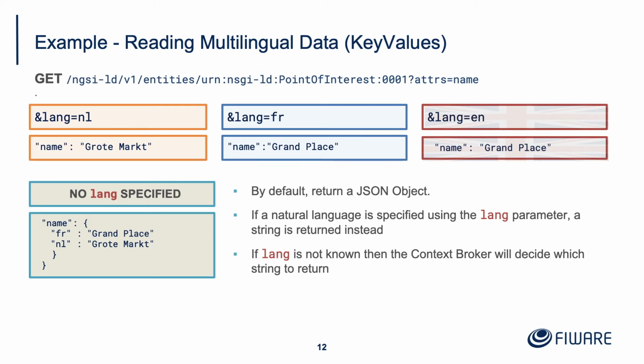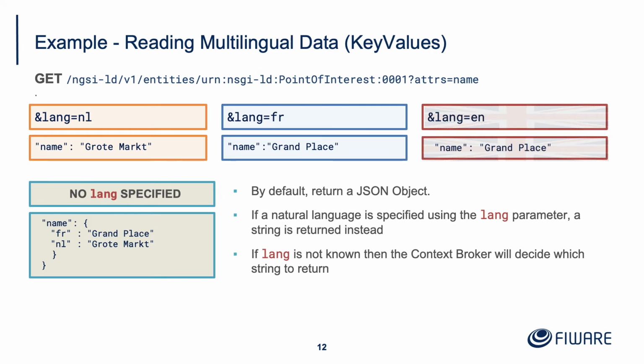So as far as we're concerned, if we get the point of interest for this place in Dutch, it will be a string with the name Grote Markt. If you put the same thing with French, it'd be a string with the name Grand Place. And again, if you put in an unsupported language, it will just pick one of them, saying the name of this place is Grand Place.